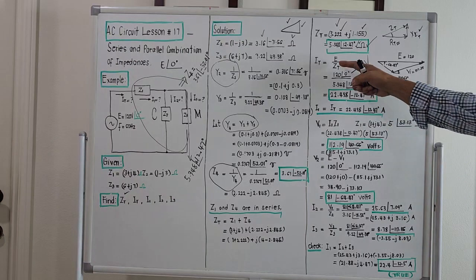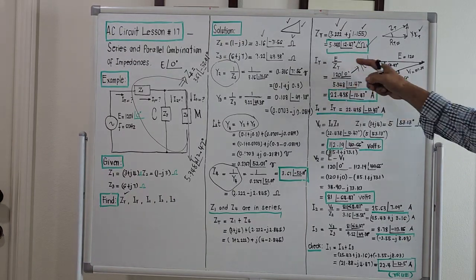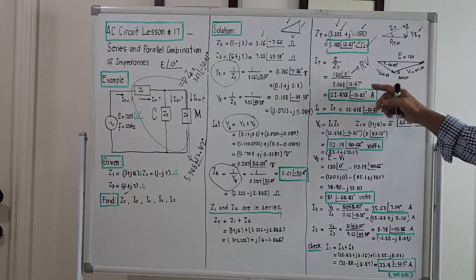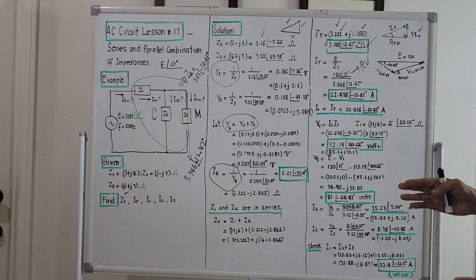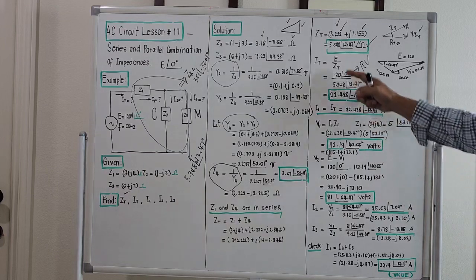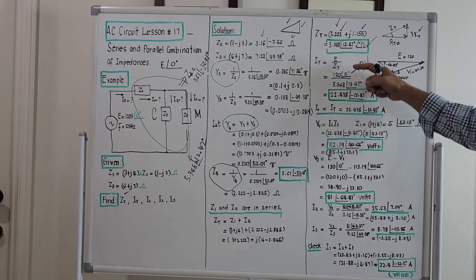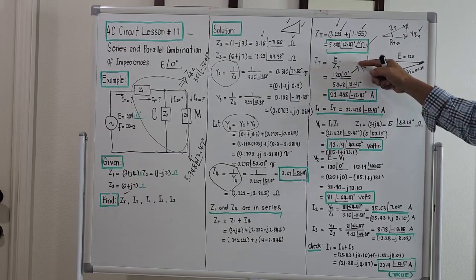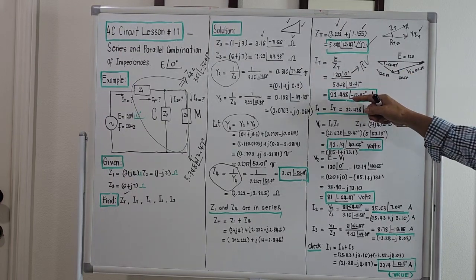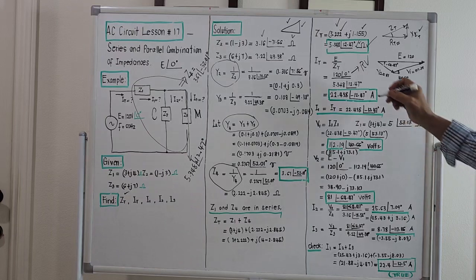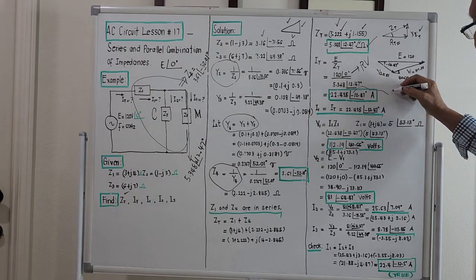So this should be 120 angle 0 over 5.348 angle 12.47 degrees. We are dividing two complex numbers in polar form, so there's no problem, right? Magnitude over magnitude, so this should be 22.438. For the angle, 0 minus 12.47, this will go up, right? Negative 12.47 degrees amperes. What's the significance of this negative sign?